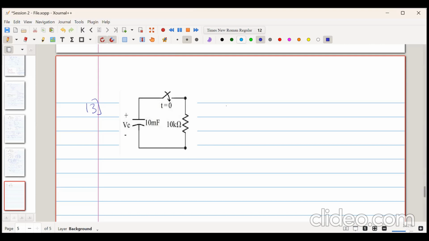So the capacitor was charged to VC(0-) equal to 10 volt. Then the equation of the voltage across the capacitor will be VC(0-) into e raised to minus t upon RC. Any doubts in this? No, sir. That's why VC(t) is equal to 10 into e to the power minus t upon 100. Any doubts in this?